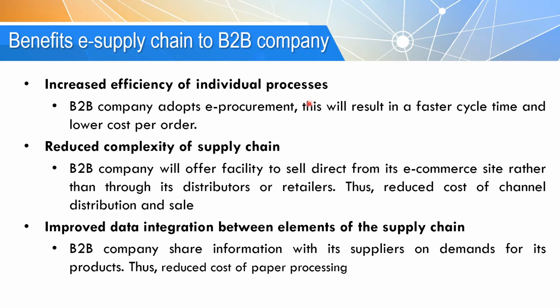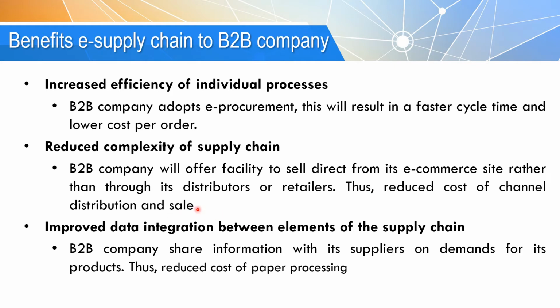So with e-procurement, the order process might be simpler and shorter. Okay, so the production process will become faster. Why? Because to order goods from the supplier, it takes less time, reduce the time. So it will improve the process of the production. Okay, and also reduce the complexity of supply chain. So a B2B company will offer facility to sell direct from its e-commerce site rather than through its distributors or retailers, thus reduce cost of channel distribution and sale.